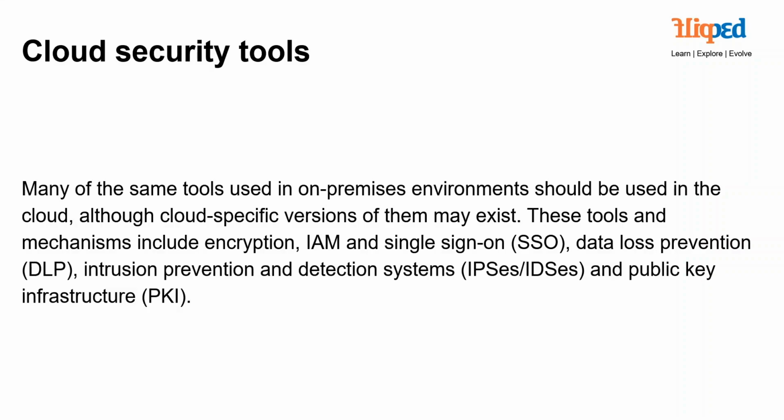Intrusion prevention means that if some hacker is trying to access our data, it will prevent that hacker from accessing that data. And public key infrastructure is used if we need to share something with the user, we can use the public key. If I do not need to share, I always keep a private key available and will not share it. So the cloud security tools that are already there, we can move towards the cloud security levels as well.